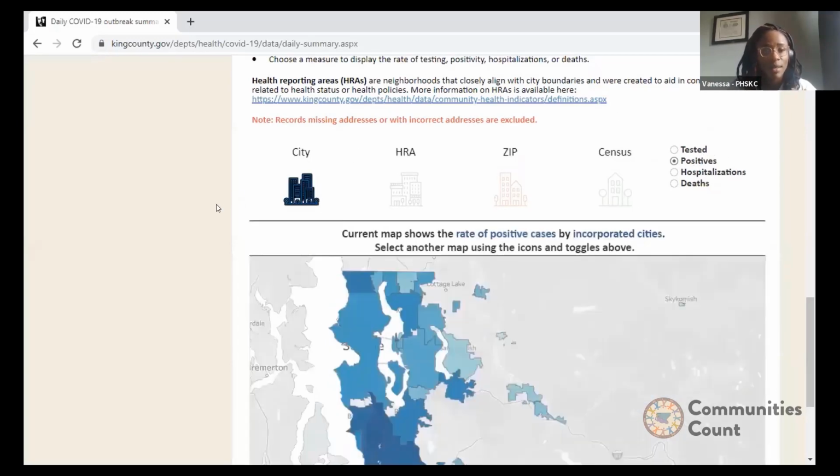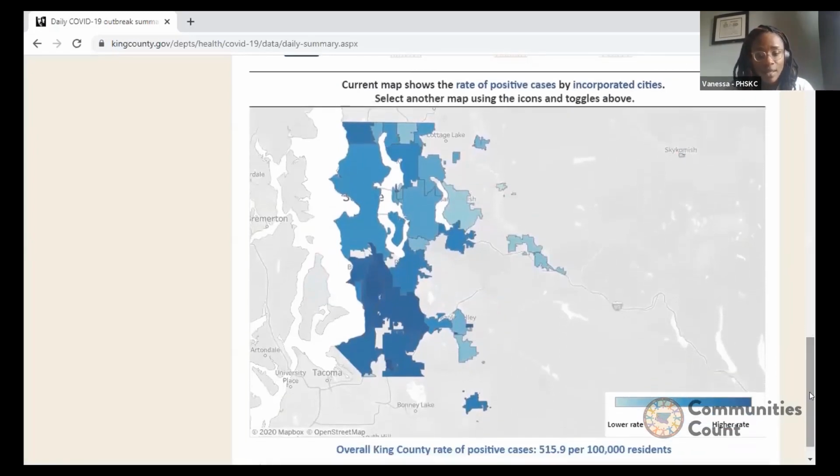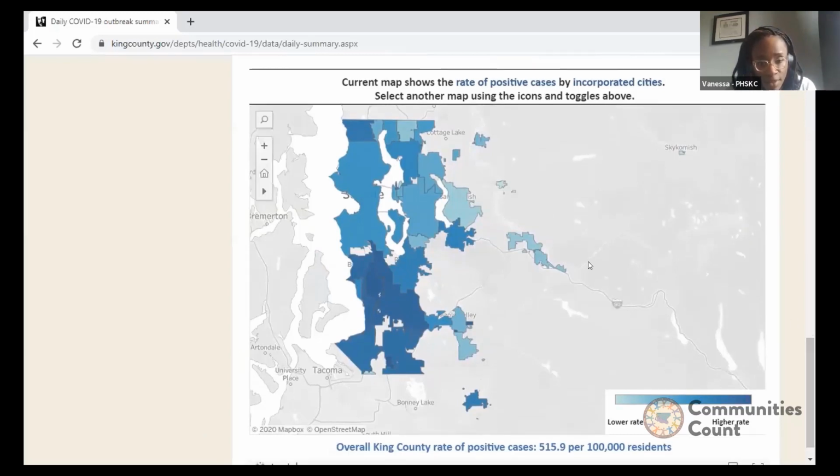And I think city is one of the things that we can all wrap our heads around because we all live within a city within King County. So if you look at the legend, the darker blues correspond with higher rates of positivity, and the lower regions correspond with lower rates of positivity. And you have this disclaimer at the bottom, the overall county rate of positive cases is 515.9 per 100,000 cases. So let's zoom in to see what are some of the areas that have the higher positivity rates.